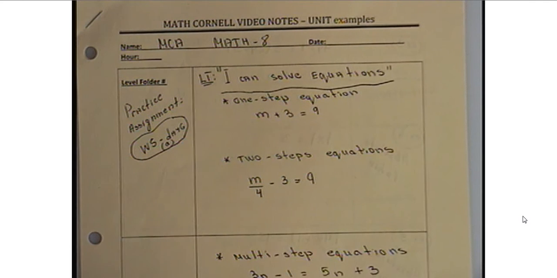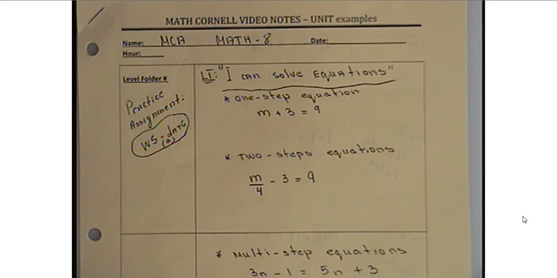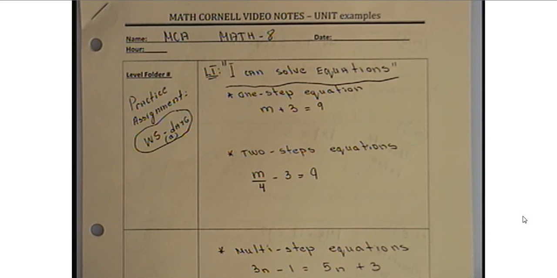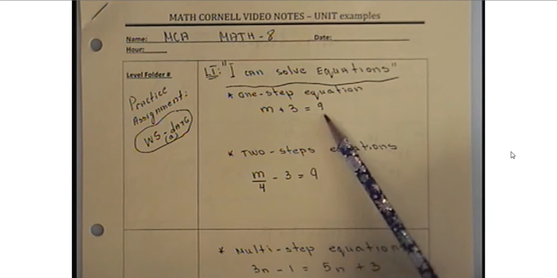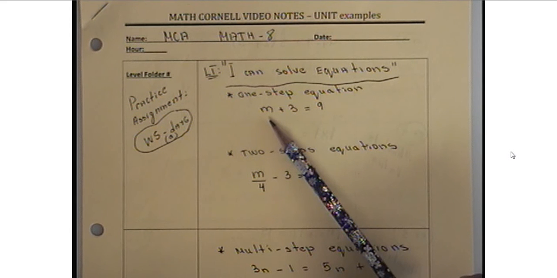So today we're going to talk about solving equations, something that you've learned already, but just as a review. We have three types of equations: one-step equations, two-step equations, and multi-step equations. Multi-step equations involve variables on both sides of the equation, or maybe two variables, combining like terms. A one-step equation is the basic one, when we have only one variable with a number.